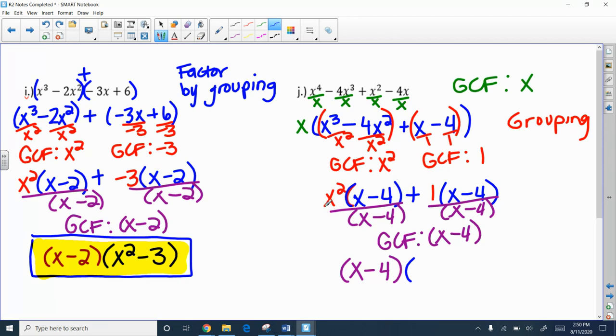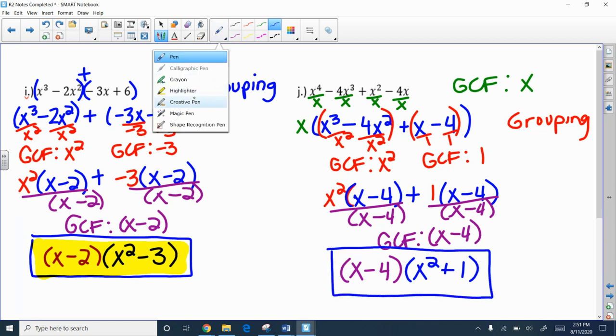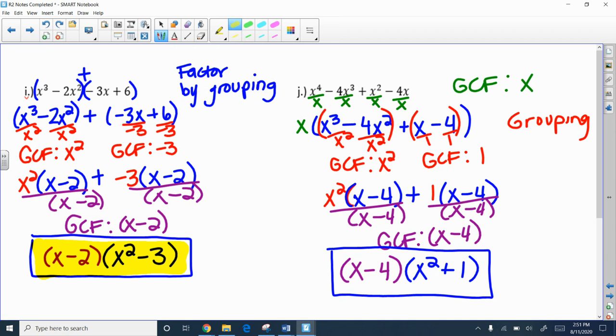So from this group, if I factor out the x minus 4, I'm just left with x squared. And then from this group, if I factor out the x minus 4, I'm left with a plus 1. That's why it was better in this case to write the 1 on the outside so we can see what our 2 remaining factors would be. All right, so there's our factors. Oh, wait, kidding, not done.